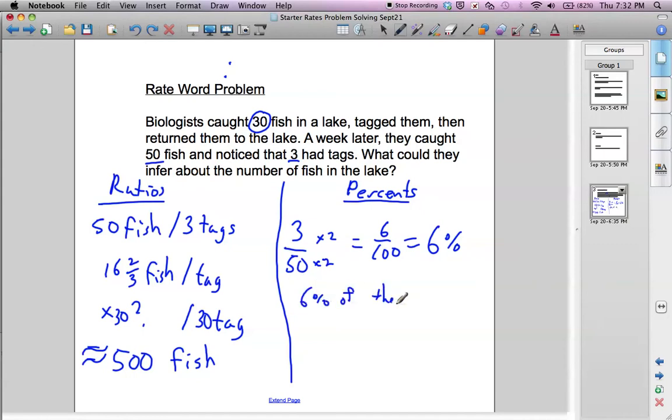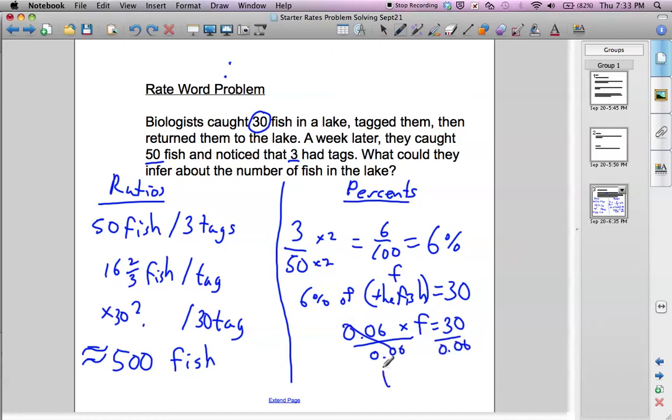of the fish have tags, or that's equivalent to 30. So 6% of the fish is 30. If we call the fish F, then we do 6% of F, so that is 0.06 times F equals 30. Alright, so we want to solve for F here. We divide by 0.06, divide by 0.06, and we'll get F.